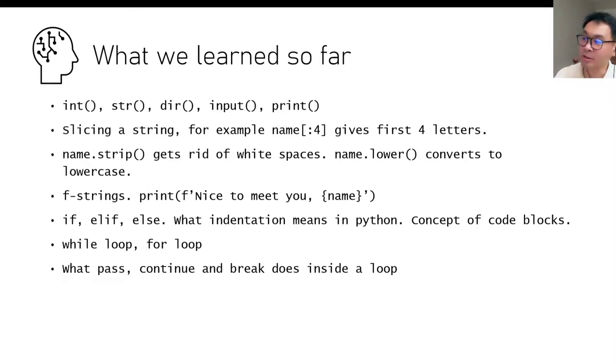We learned int, string, dir, input, print. I also showed you how to do slicing of a string. For example, name[:4] gives you the first 4 letters. There are also string methods. So .strip gets rid of the white spaces before and after the word. And then we also did the f-strings. It's a nice thing to do if you want to print variables with it.